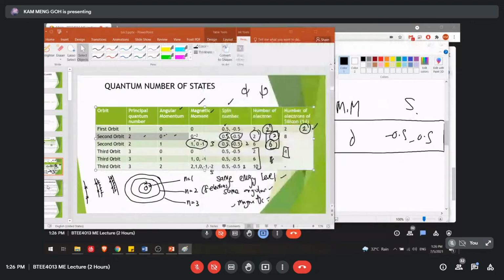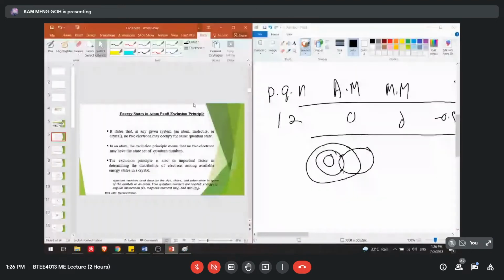Okay, let's see this. There's one guy, he is called Pauli, the Pauli exclusion principle. This principle says that in any given system, an atom, molecule or crystal, no two electrons may occupy the same quantum state. So in the atom, the exclusion principle means that no electrons have the same quantum numbers. So what can they do?